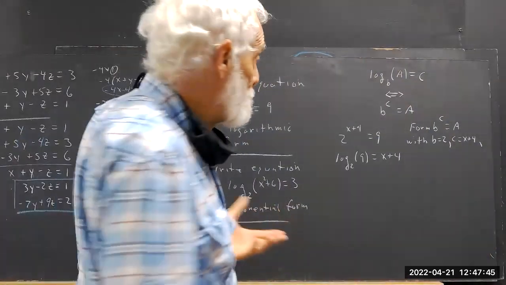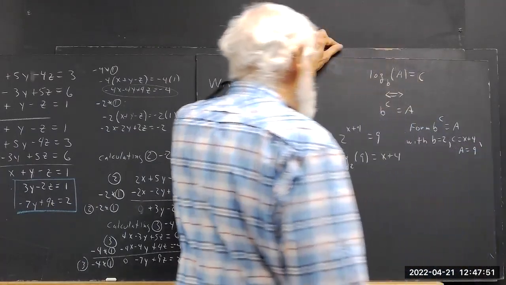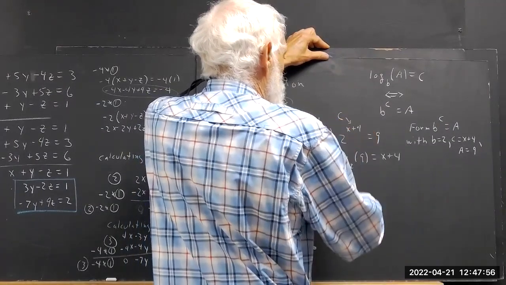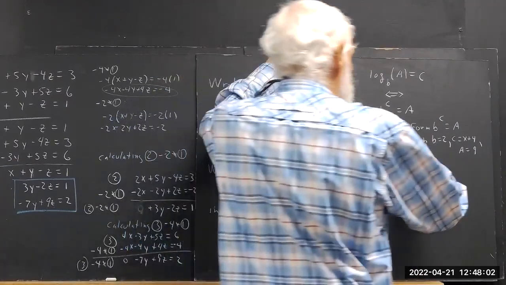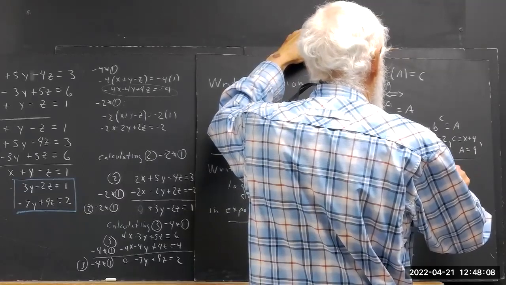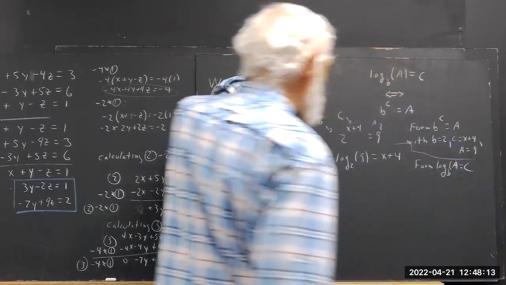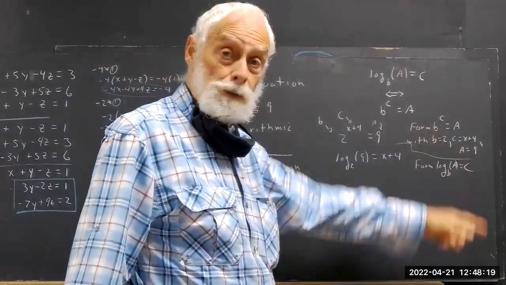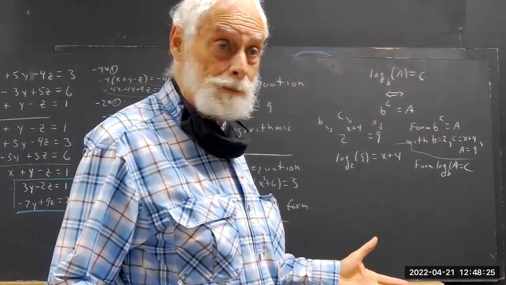Okay. And then A equals 9. So here's B. Here's C. Here's A. Well, this is then going to be of the form log base B of A equals C. Okay, and we've already identified A, B, and C, and we say that these are equivalent. They have exactly the same solutions.